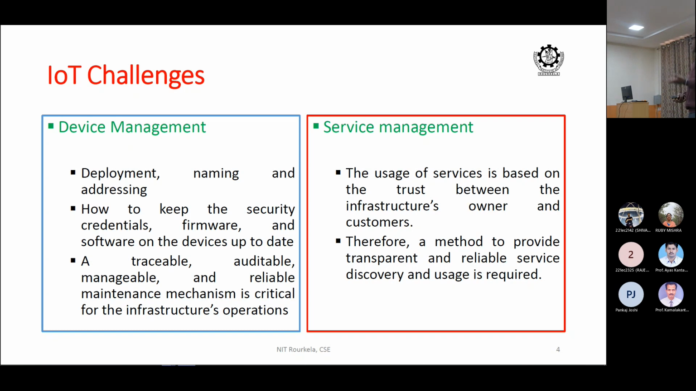So how to keep the security credential, the firmware, the software of the device up to date. Now once you deploy, then updating this device is not easy, or keeping the security credential is very difficult. Anyone can access into the device or access into the network, and he can tamper any of these security credentials. So if someone is able to enter into the network, IoT infrastructure, and he can tamper any of these devices, they can easily access the network and he can easily get confidential information from the network. So these are another issues.